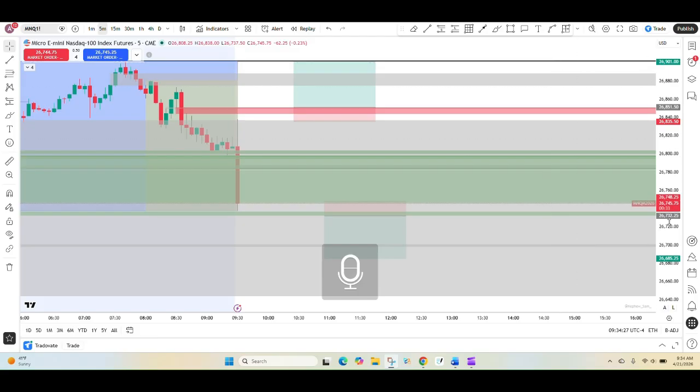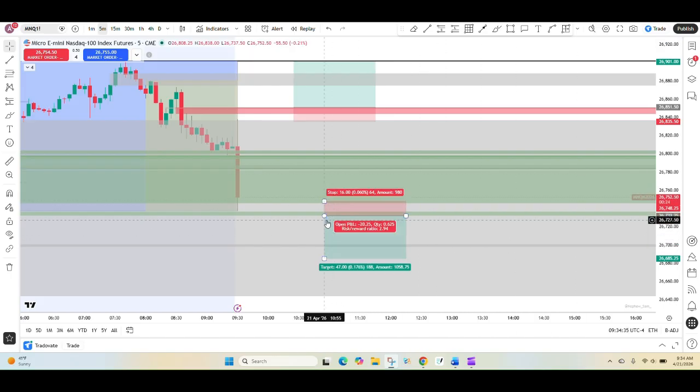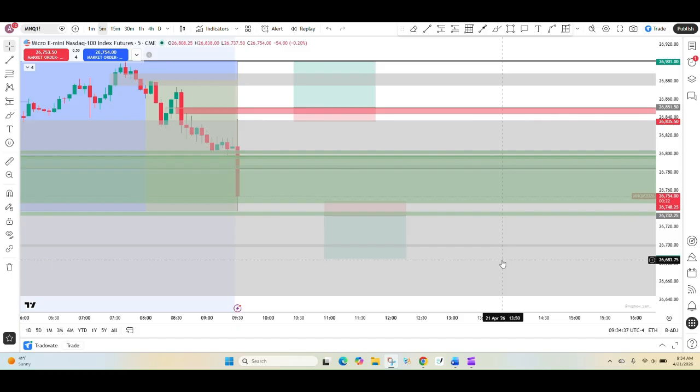Okay, so we have approximately 30 seconds until this first 5-minute candle closes. It looks like we may get close to this entry. So let's see how this plays out. Okay, so no, we didn't. So we still have to wait.